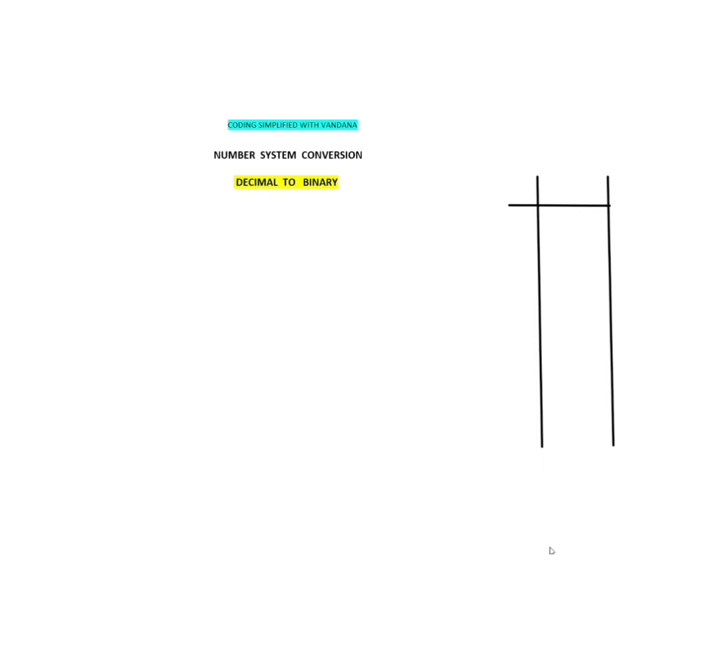Coding Simplified with Vandana. We're going to start with the number system conversions today. The first one in the list is decimal to binary conversion.